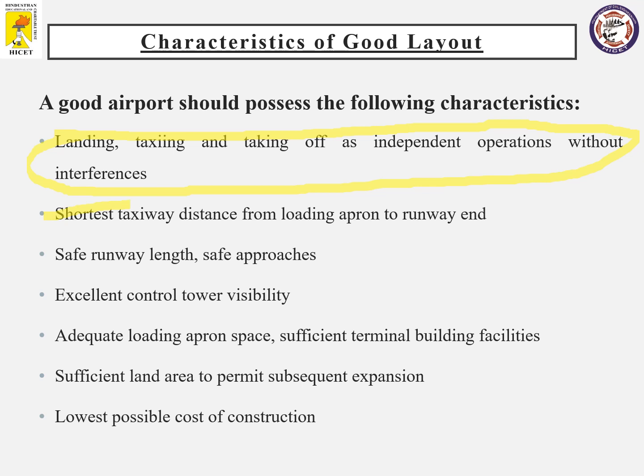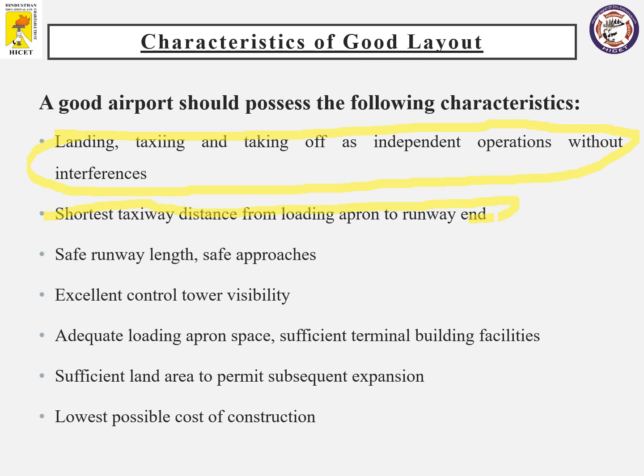And the second one will be your shortest taxiway distance from loading apron to the runway. Our layout should possess the shortest taxiway distance from apron to the runway. This ensures that the taxiway is at a minimum, so that the passengers travel by car or bus or other vehicle to the aircraft over a very minimum distance. This ensures that the operational deviations are very much minimized.